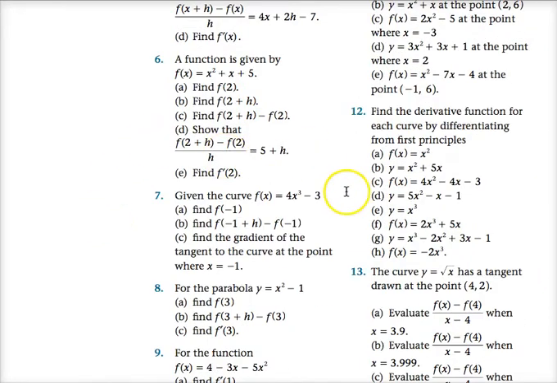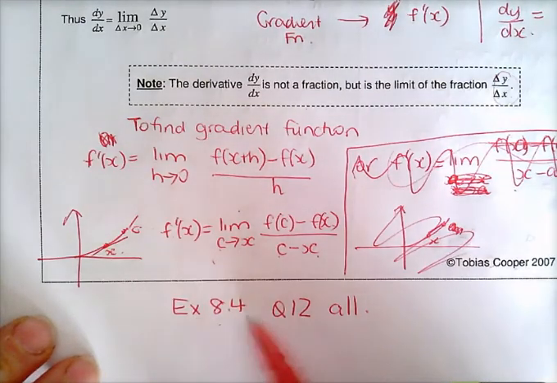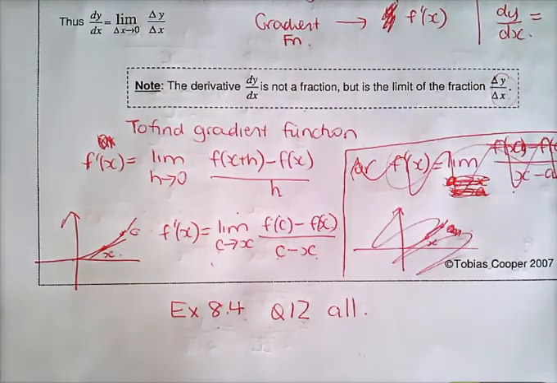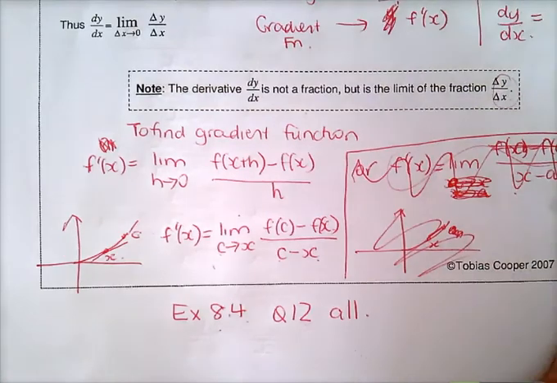So in exercise 8.4, I just want you to do question 12 only. So exercise 8.4, all of question 12. Please do not do any other questions from this exercise. So I just want you differentiating from first principles using this method up here. Okay? Thank you.